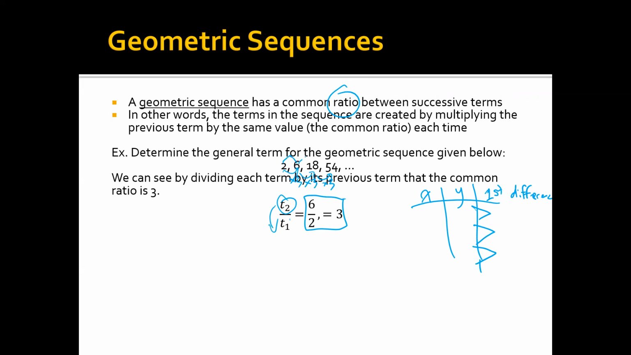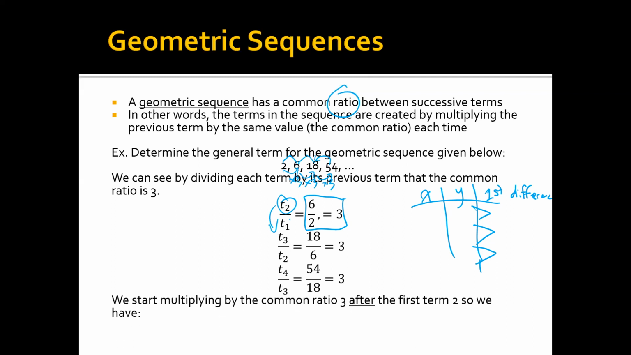That's what consecutive means. So if I take 2 and 6, and I take 6 divided by 2, and then 18 divided by 6, 54 divided by 18, I should get the same answer each time. And I can verify T2 divided by T1. So the second term divided by the first term is 3, and the fourth term divided by the third term is also 3. So the common ratio is definitely 3.